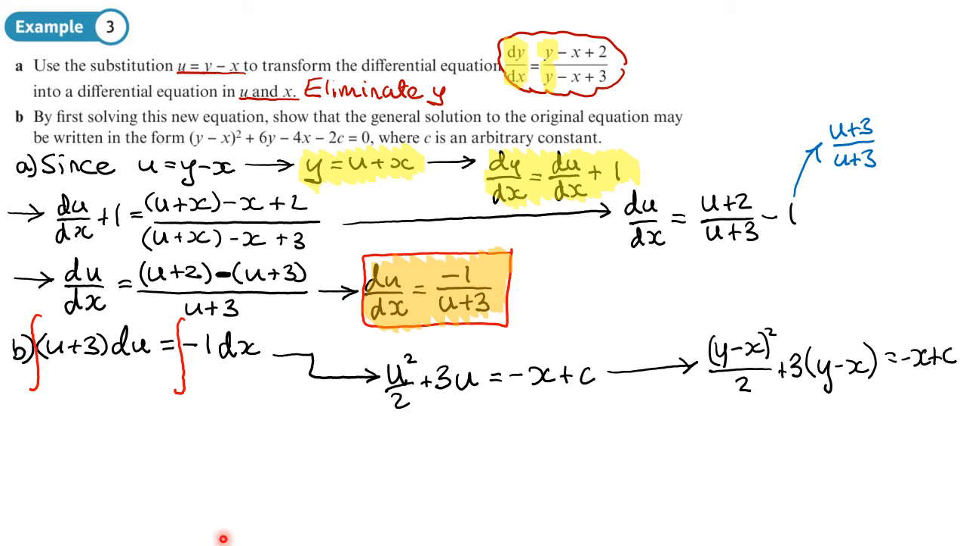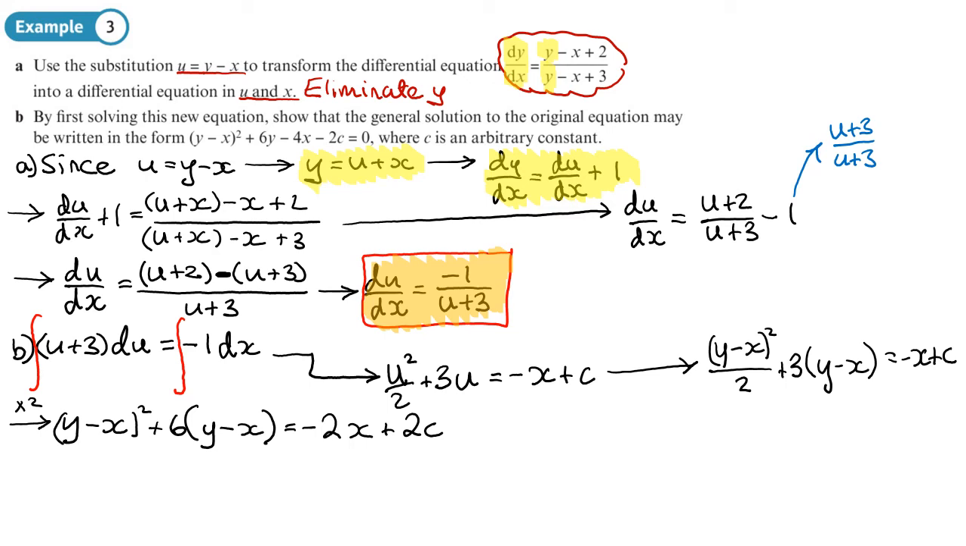Now I have no fractions in this form, so I'm going to multiply everything by 2. So I'll have y minus x all squared, I'll just put times 2 here, and then plus 6 times y minus x equals minus 2x plus 2c. And I think we're almost there.